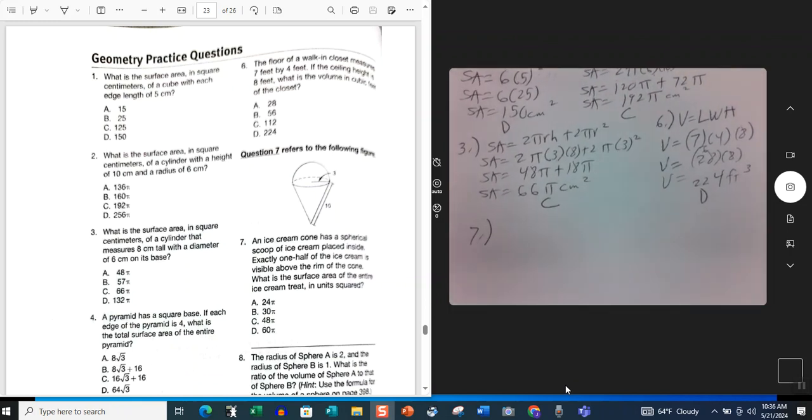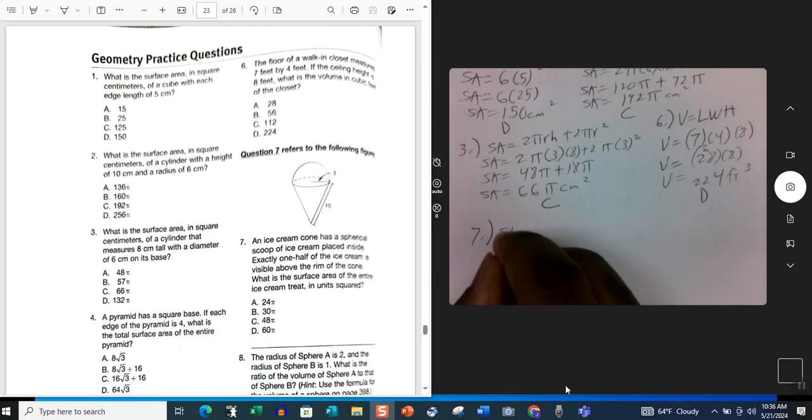It says an ice cream cone has a spherical scoop of ice cream placed inside. Exactly 1/2 of the ice cream is visible above the rim of the cone. What is the surface area of the entire ice cream treat in units squared?